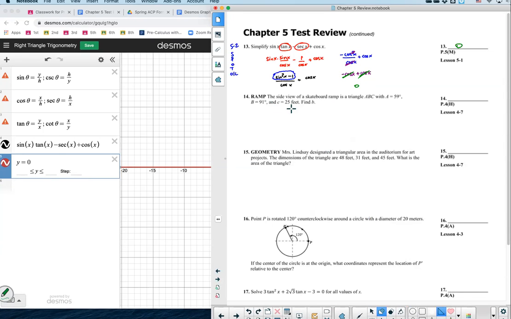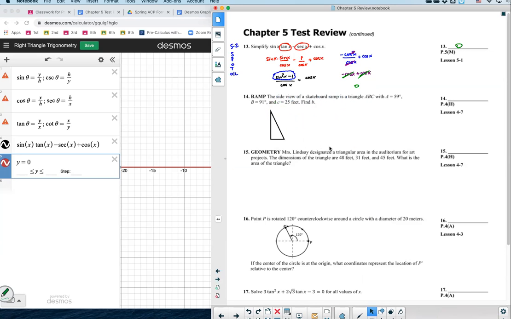So this is a real world problem. With real world trigonometry, I like because you're usually dealing with positives. So we have a triangle ramp. So it's a ramp, but it looks like a triangle. And it says angle A is 59 degrees. So I need to make 59 degrees.